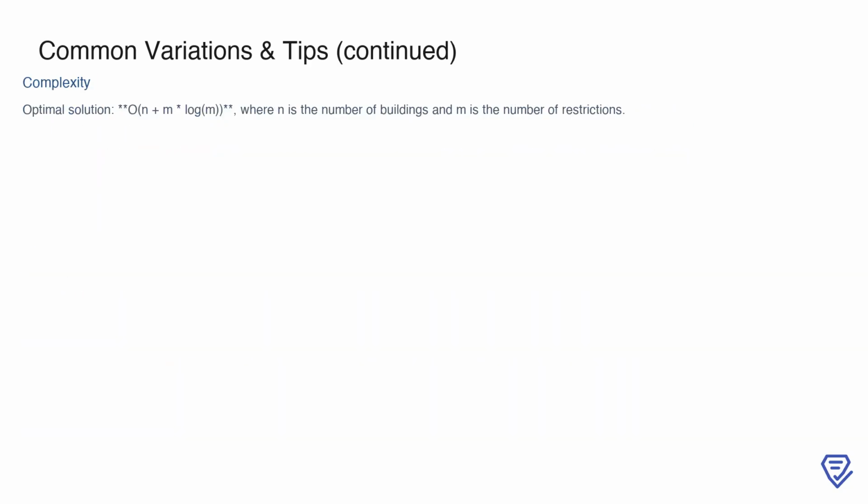The optimal solution to this problem has a time complexity of O(n + m log m), where n represents the total number of buildings and m represents the number of restrictions. This efficiency is achieved by sorting the restrictions and then performing two linear passes to propagate constraints in both directions. The sorting step accounts for the log m factor, while the linear traversal ensures the solution scales well with the input size. This balance between simplicity and efficiency makes the two-pass propagation method the preferred approach.